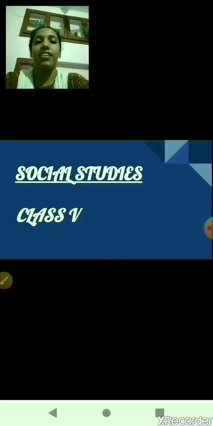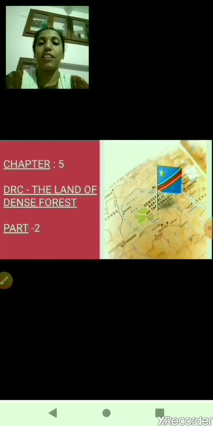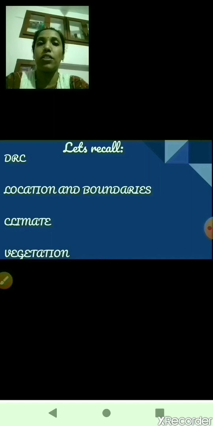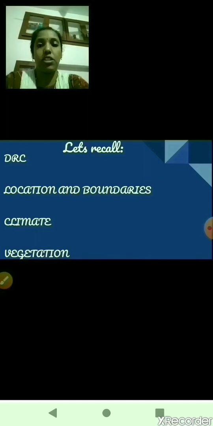Children, in our last session, we had started with the new chapter, chapter number 5, DRC, the land of dense forest. So children, let's have a quick recall about the topics that we had covered. DRC, location and boundaries, climate and vegetation.